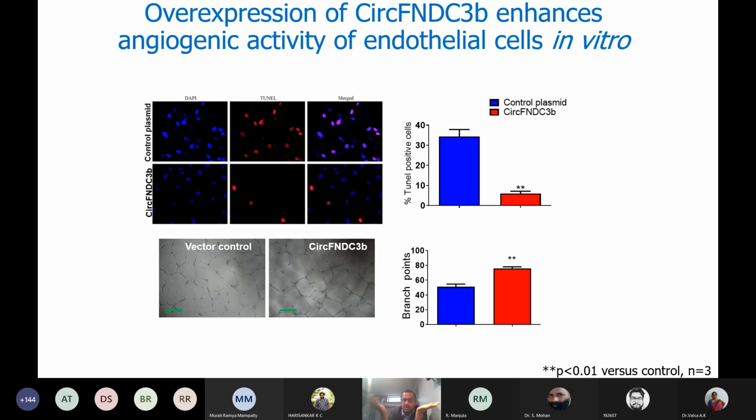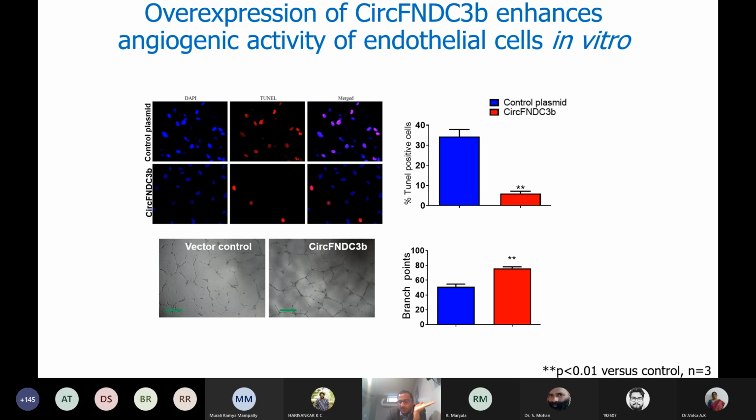And then in another arm, we overexpressed this circular RNA to see whether overexpression has any effect on the apoptosis. As you see in this bar graph, with overexpression of this circular FNDC3B, compared to this blue bar here, there's a significant downregulation of apoptosis in the circular FNDC3B treated endothelial cells compared to the controls. Again, this is inducing apoptosis in the endothelial cells by subjecting them to hydrogen peroxide stress.